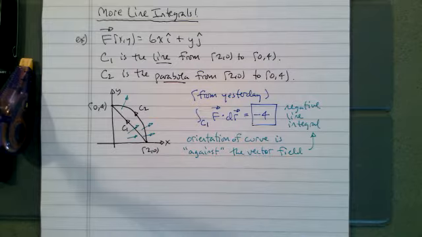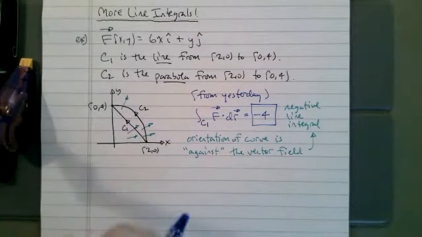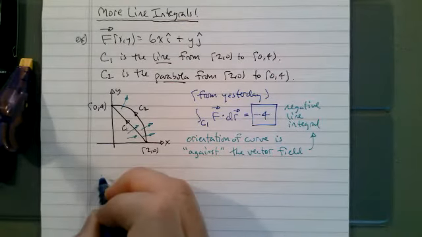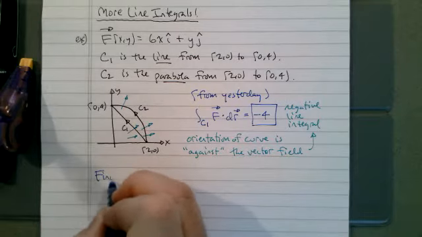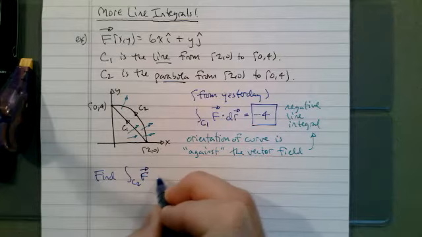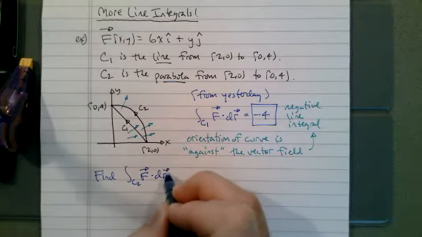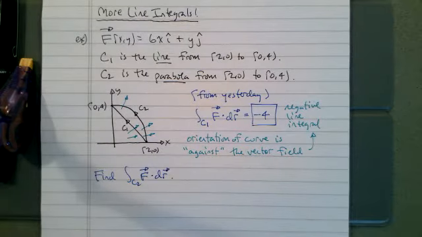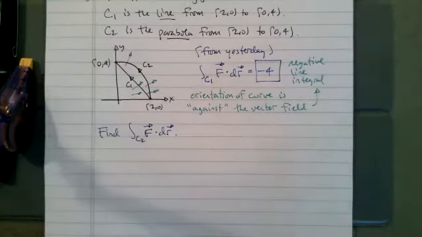So let's get to the business of calculating this line integral. First, we need to parameterize the curve C2. We want to find the integral over C2 of f dot dr. First, we're going to parameterize the curve C2. I think that's only the third time I've said that.